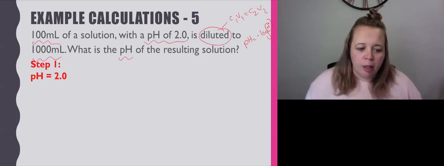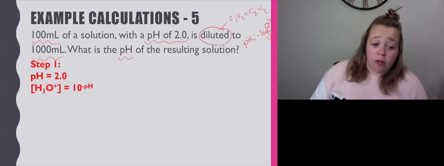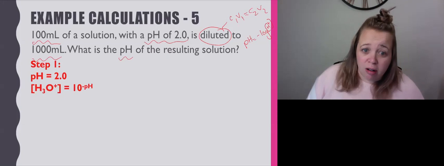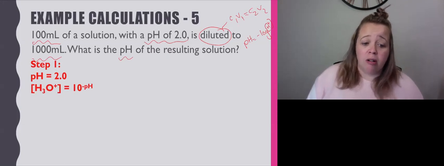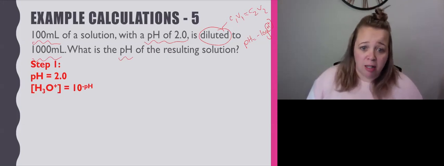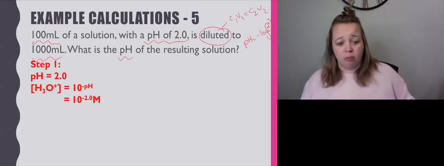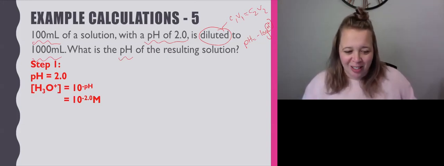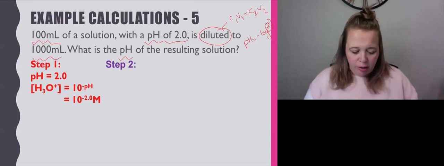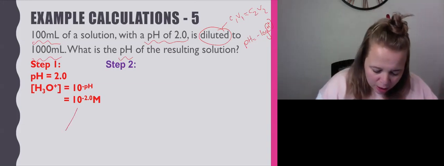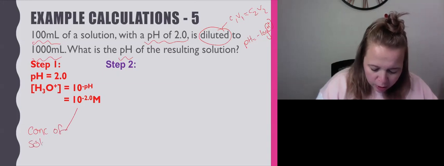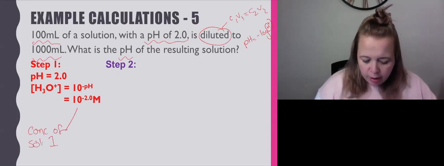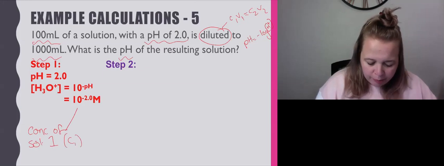Step number 1, we're going to have to figure out from that pH of 2, what is the concentration of the hydrogen ions? So we go, okay, the concentration equals 10 to the minus pH. So therefore, our concentration of hydrogen ions in the original solution is 10 to the minus 2. All right, so that's our concentration of solution 1. So this is going to be C1.